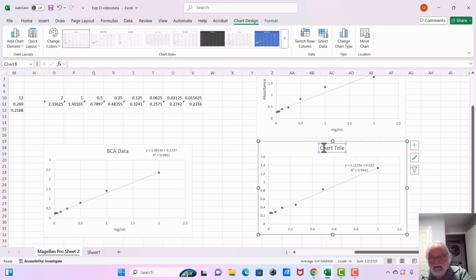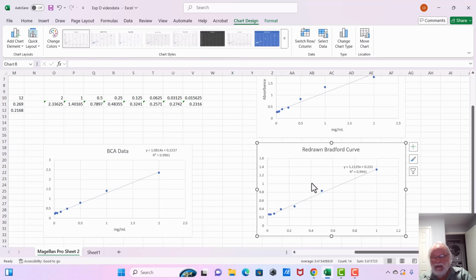So on your graph, I'll call this... whoops. So this is the redrawn Bradford curve. I misspelled Bradford. So this is the one that I'll do my calculations with. So we'll keep that in mind, that we don't want to put the 1 mg per ml in there. But if you want to, you can make some calculations. Just see how easy it is to make calculations.